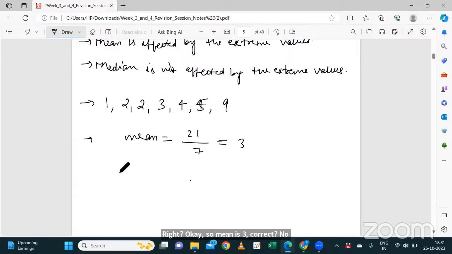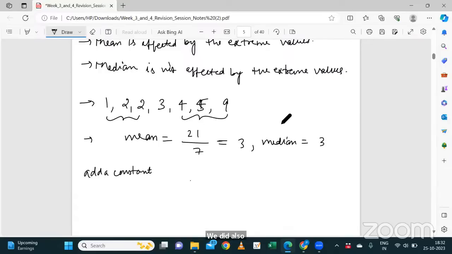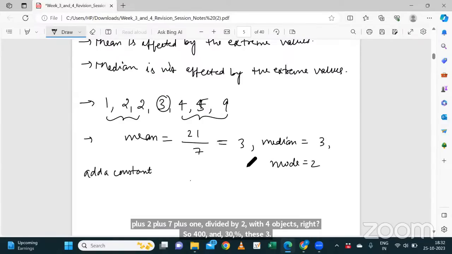Now suppose I want to add a constant. What is the median? Also three, sir. This is the middle observation, because it's the (n plus 1) by 2th observation. That means (7 plus 1) divided by 2, the 4th observation, right? So the fourth observation is 3. What is the mode? 2.